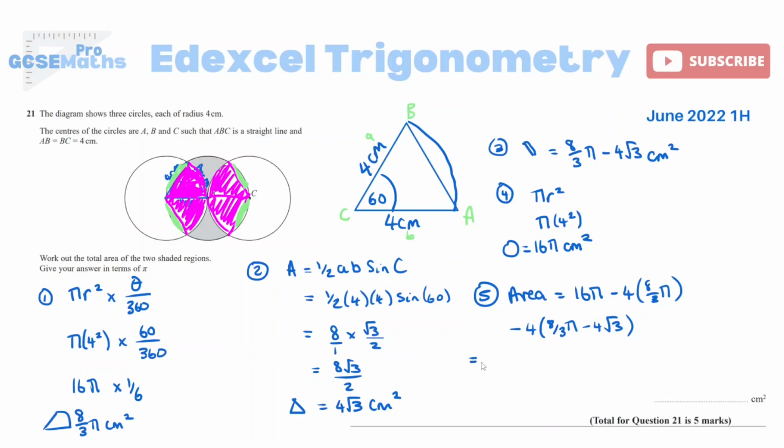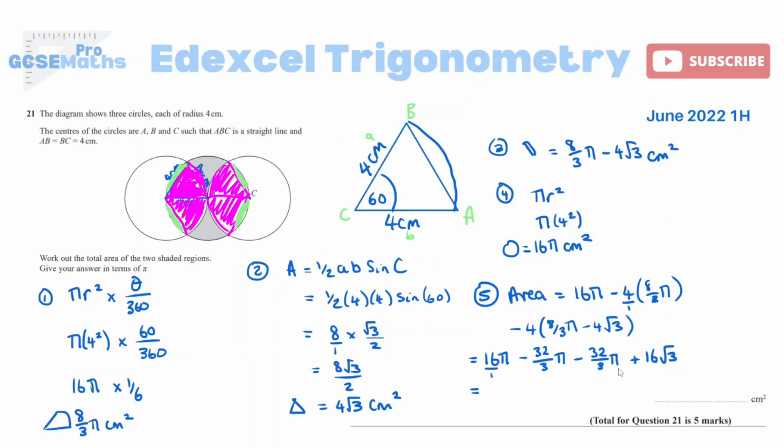So let's rearrange this. 16 pi minus 4 times 8 over 3. Now they're just testing fractions as well, so you need to know that. So we multiply them, that's 32 over 3 pi, which unfortunately doesn't simplify. Again, we get another 32 over 3 pi, and then plus, because that's double negative, 16 root 3. So what does that simplify to? We want to collect all of the pi's together, so that's over 1.